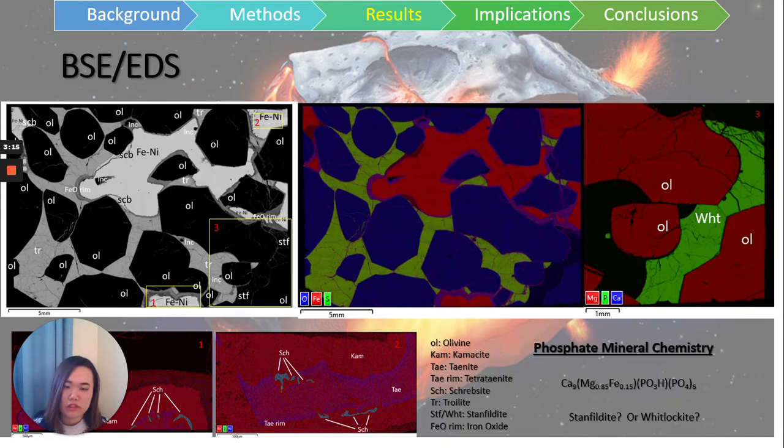Between the olivine crystals, there were actually phosphate minerals growing. All the mineralogy was determined by EDS elemental mapping signatures. However, the phosphate mineralogy was so complicated that I could not determine either stanfieldite or whitlockite. All the minerals were surrounded by iron oxide rims.